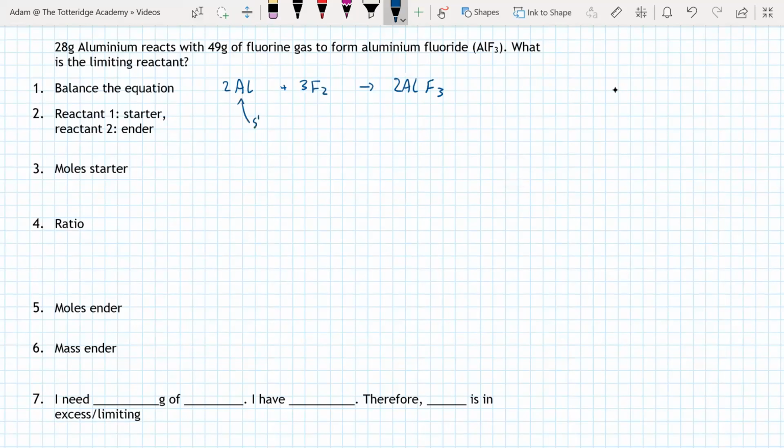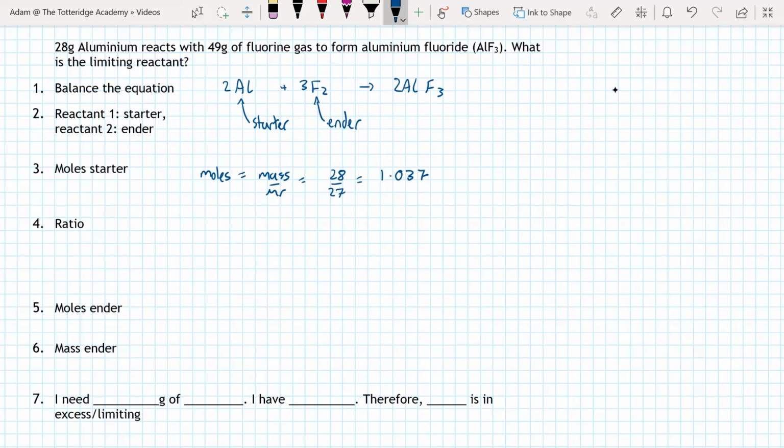This here is my starter, and this here is my ender. What I'd like you to do now is work out the moles of starter, please. Okay, you should only be listening to my voice if you've done that question. So we've got moles equals mass over Mr, which in this case is 28 divided by the Mr of aluminium, which is 27. So I do 28 divided by 27, and that gives me 1.037. Very nice.